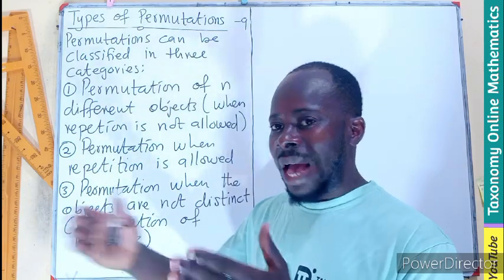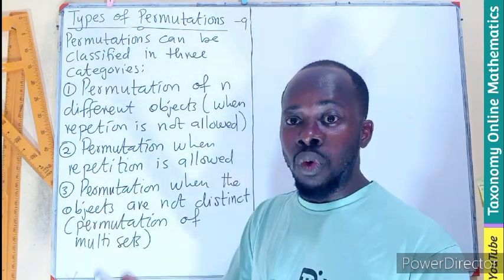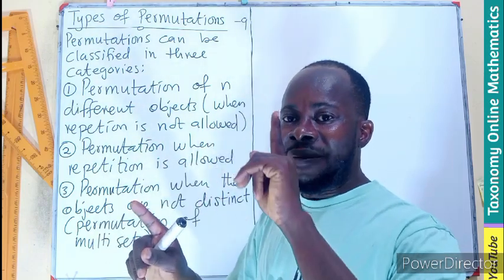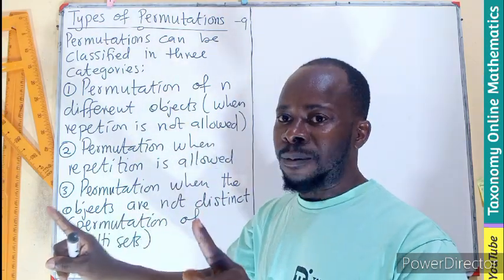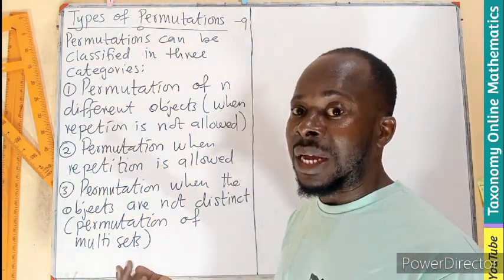You can see if you are asked to arrange this four-letter word, picking 2 or 3 at a time, we cannot distinguish between the first L and the second L. So that is not distinct, meaning the L's are of the same nature.